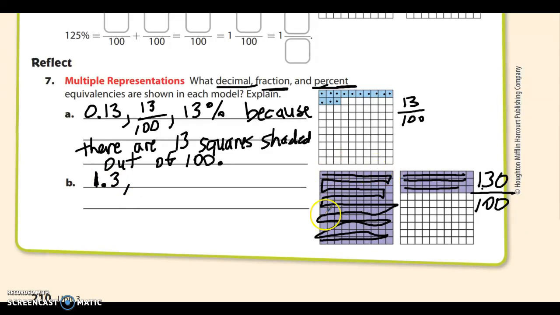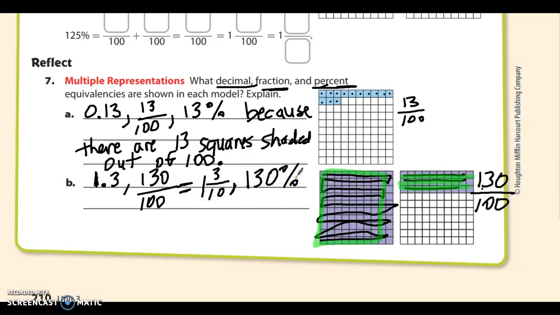1.3. So I'm going to try to explain it one more time. Because this is one whole, and this is 1, 2, 3 out of 10. So it's 1 and 3 out of 10. That's the decimal. The fraction is 130 over 100, which would be 1 and 3/10. And the percent's going to be over 100%. This is 100%, and each of these is 10%, so it's 30%. It's 130%. We add those up.